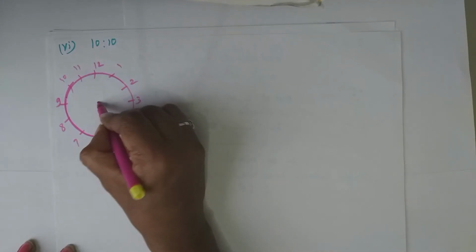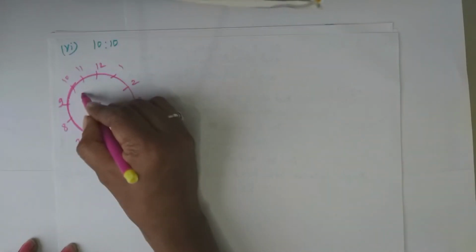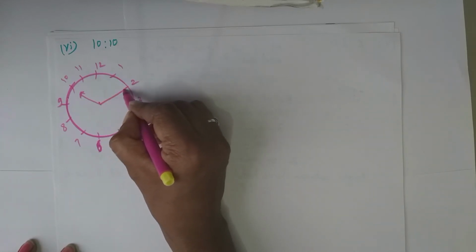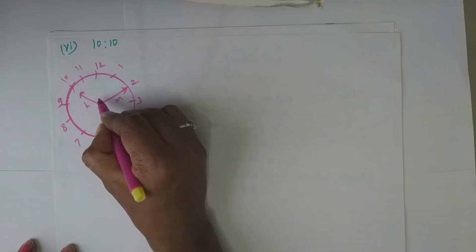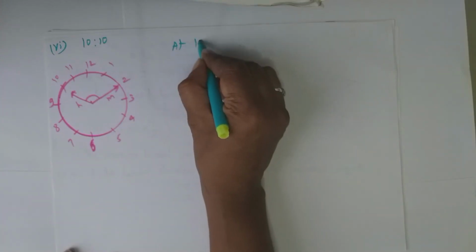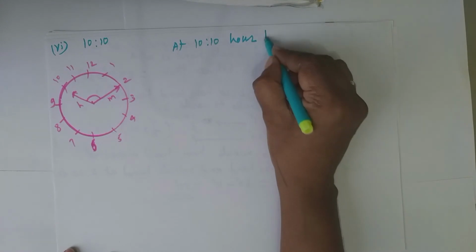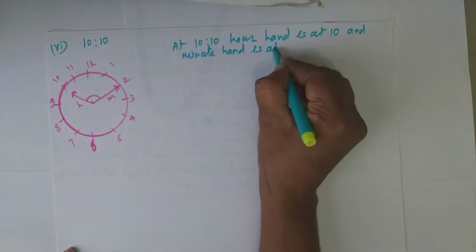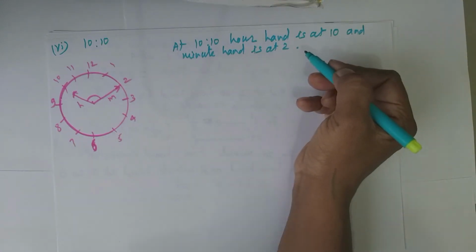Now what is the next example? I have to find the angle between the hour hand and minute hand at 10:10. Again, draw a rough diagram. 10:10 means the hour hand is at 10 and the minute hand is at 2. This is the minute hand, this is the hour hand, and I have to find this angle. At 10:10 the hour hand is at 10 and the minute hand is at 2.